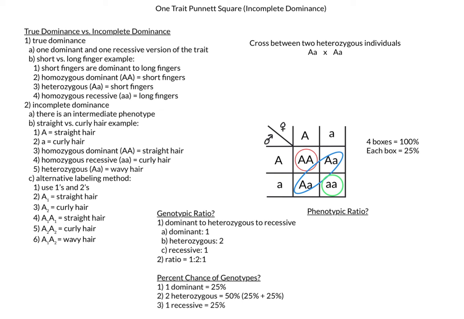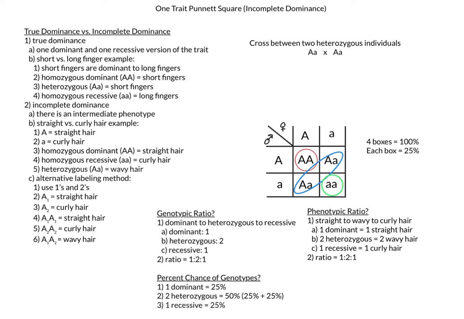Next, I can ask about my phenotypic ratio. And here I'm simply asking about what is the number of straight hair to wavy hair to curly hair individuals. So if we look at the square, we have one dominant individual, which means one straight hair individual. We have 2 heterozygous individuals, which means 2 wavy hair individuals. And we have one recessive individual, which means one curly hair individual. So our phenotypic ratio is also 1 to 2 to 1.